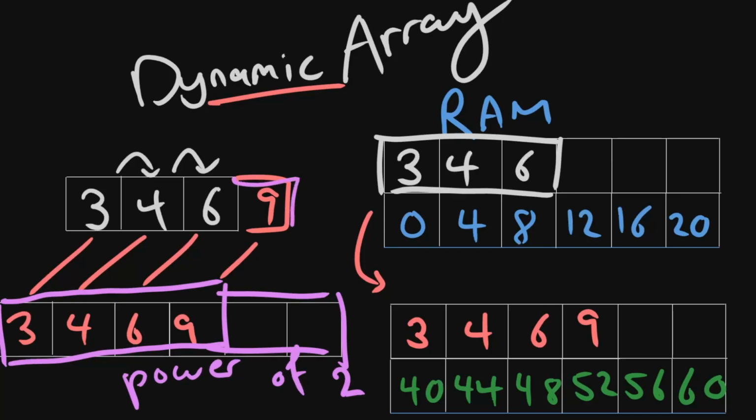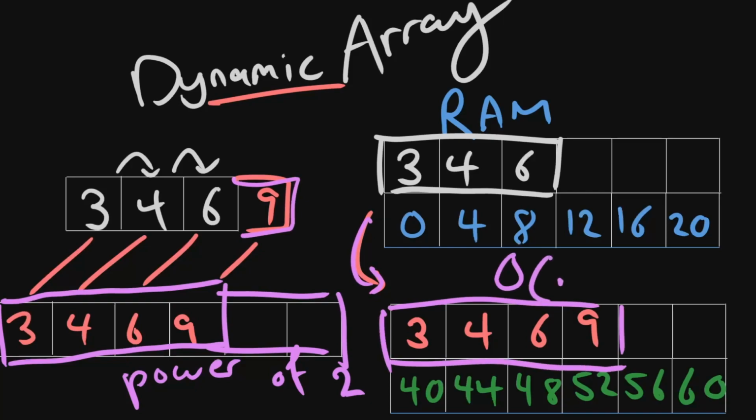Every time we run out of space, we basically have to do this whole operation of reallocating somewhere in the RAM, which takes up O of n time. Once again, I'll go through the big O notation in the next video, so don't worry too much about it, but just imagine it takes up a lot of time.